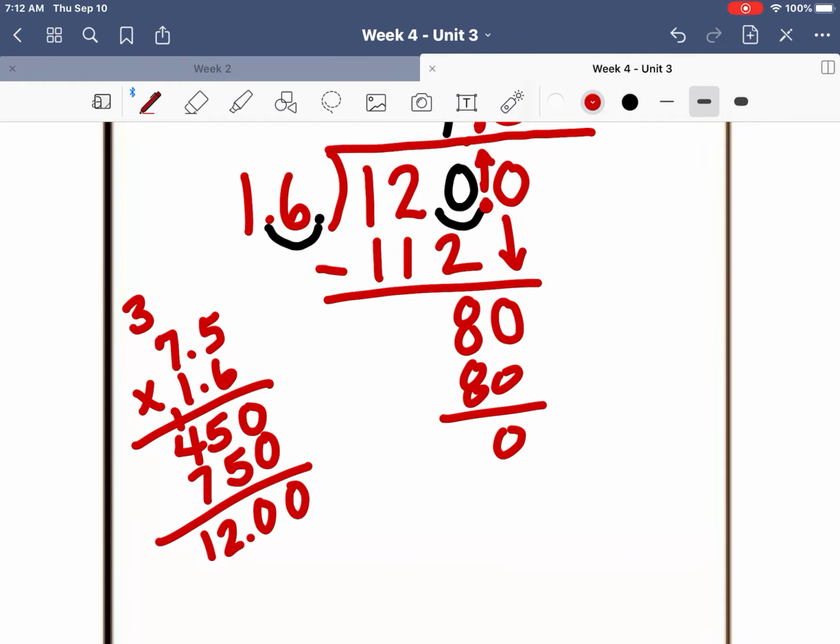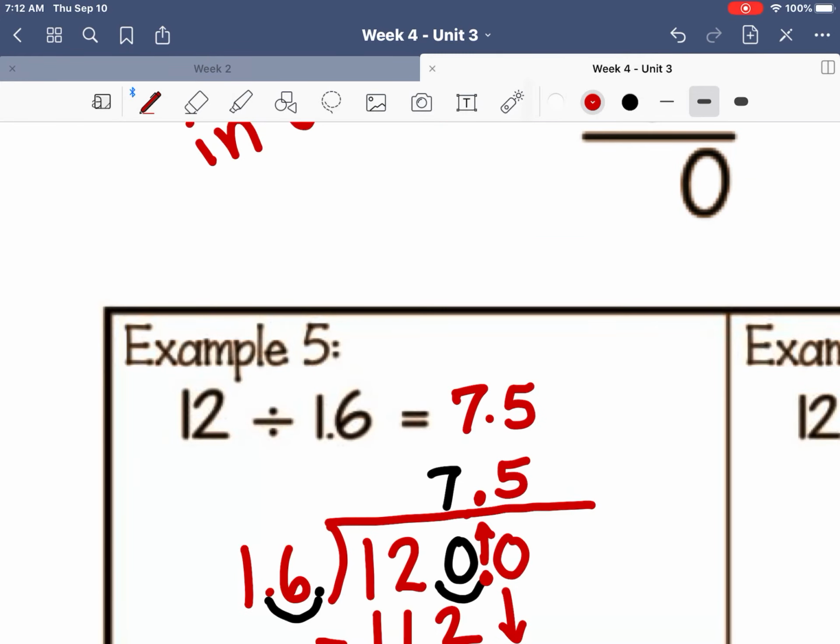Oh, what do you know? 2 decimal places in my problem, 2 decimal places in my answer. I know my answer is right. 12 divided by 1 6/10 is 7 5/10.